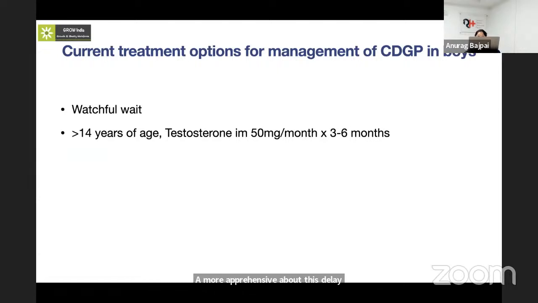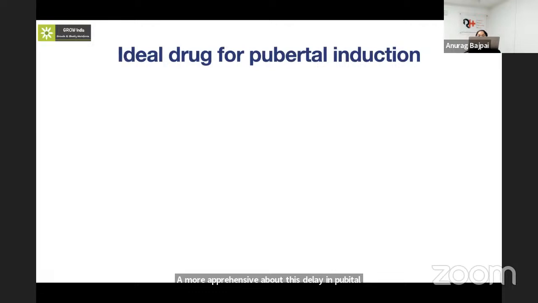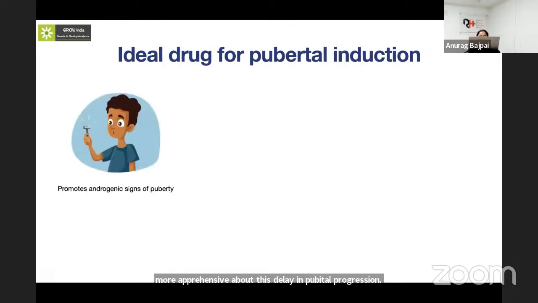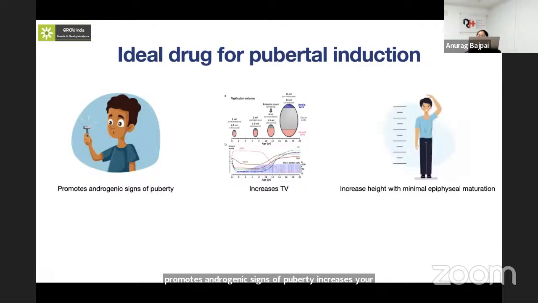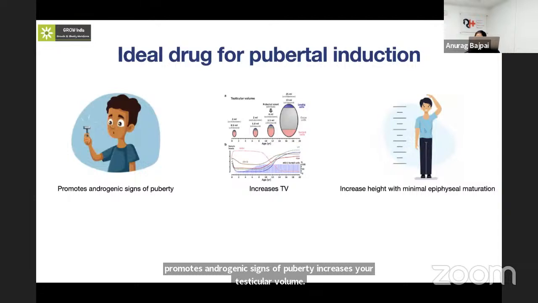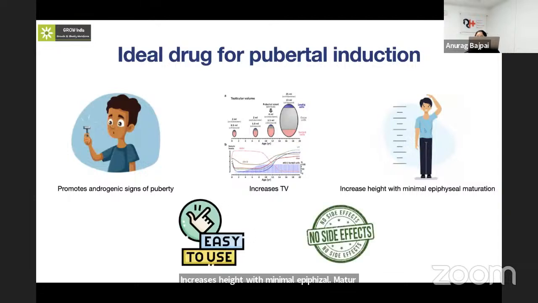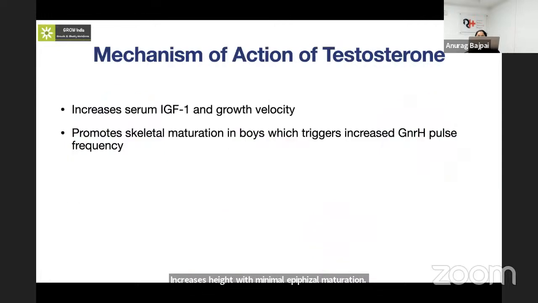in pubertal progression. So the ideal drug for pubertal induction in boys is something that promotes androgenic signs of puberty, increases your testicular volume, increases height with minimal epiphyseal maturation, is easy to use and has no side effects, right? Testosterone works by the following two important mechanisms. It increases the free IGF-1 levels and thereby increases the growth velocity. Also, because your testosterone will be aromatized to estrogen, it will promote skeletal maturation in boys, which will in turn trigger your central pubertal process.